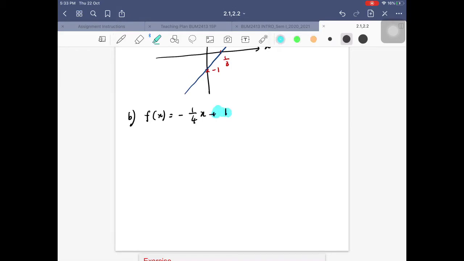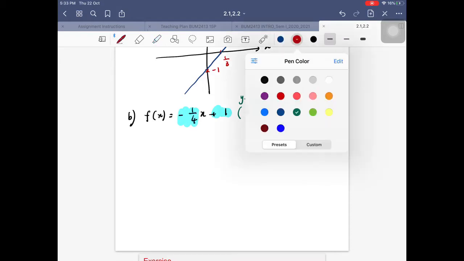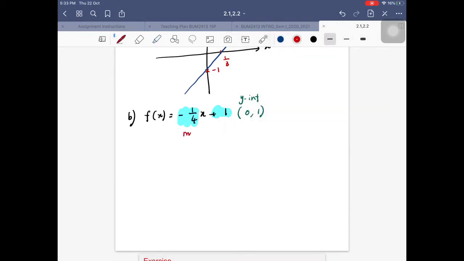So we know from here that this is going to be our y-intercept, so the coordinate for the intercept is going to be at 0, 1. So that is going to be our y-intercept. And here, our gradient, m, the value is going to equal -1/4. So we know that the graph is going to go down. It's going to be decreasing.